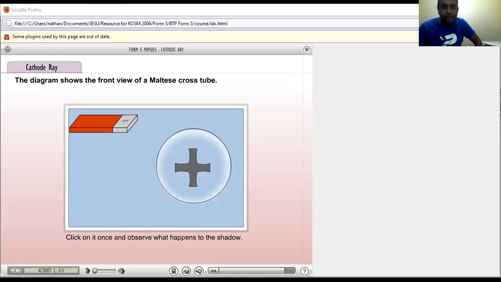So that means your cathode ray can be deflected by magnetic field. So for this example, right? Here is my north, here is my south.